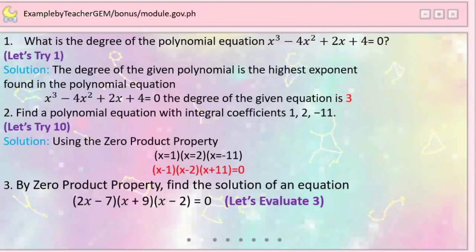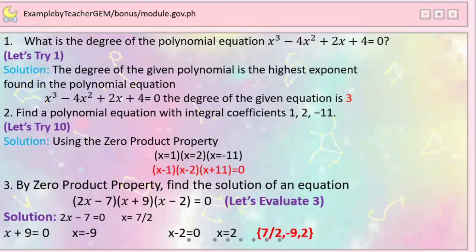And number 3 natin, by the zero product property, find the solution of the equation. So we have the quantity of 2x minus 7, multiplied by the quantity of x plus 2, multiplied by the quantity of x plus 9, then the quantity of x minus 2. Or page, anong page to? Page number 8 ng ating module. So, sa page number 8 natin, using zero product property po natin, di ba? Si 2x minus 7, lipat lang natin sa kabila, so magkakaroon tayo ng 7 all over 2. Next natin, si 9, x is equal to negative 9. And si 2 natin is x is equal to 2. Or simply, sa number 3 natin, si letter B po ang ating sagot. Anong kadali? Ayan. So, meron na tayong 3 points kaagad.